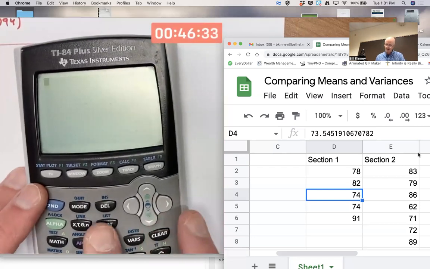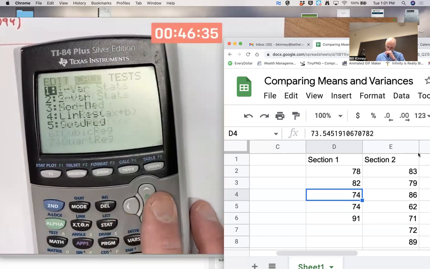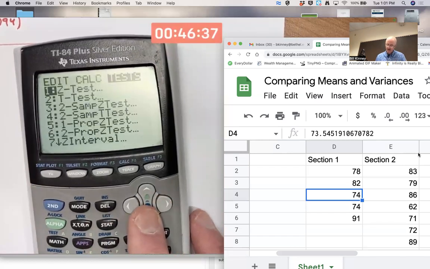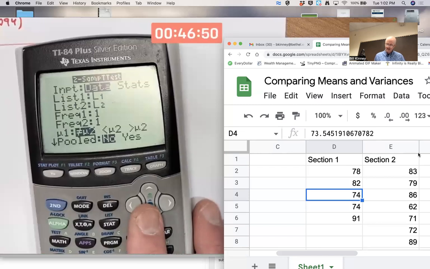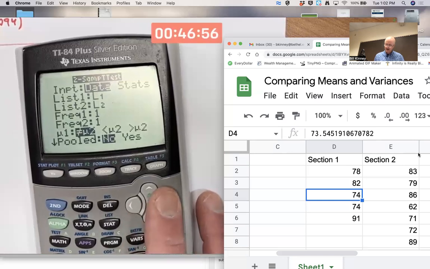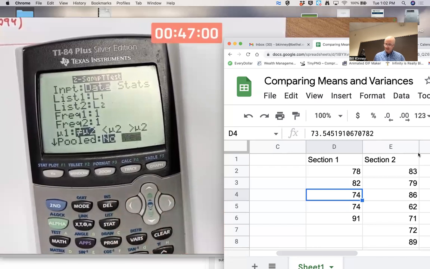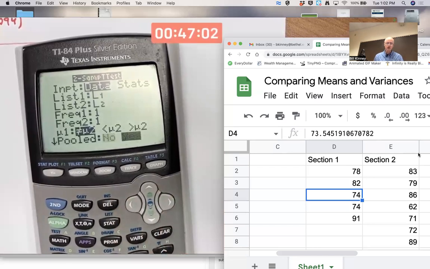Let's see what happens. Go back to stat. Go to tests, but now we're not doing an interval. Instead, we're doing a two-sample t-test. It's assumed to compare means there. Again, we have data, list 1, list 2, keep their frequencies at 1. Let's do a two-tailed test. Again, we have the option of pooling or not. We'll do it in the same order as before. If yes, we pool.